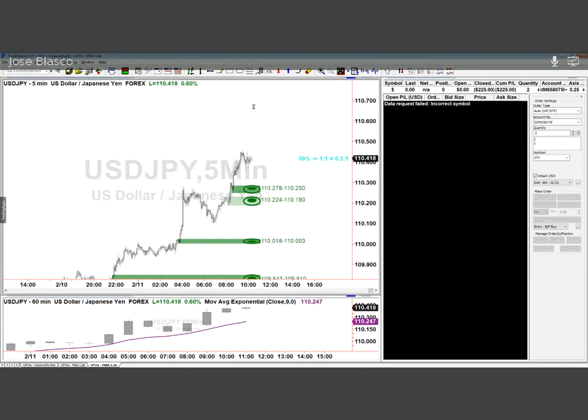Good news, I remember the values. So final target 110.63, safety target 110.44, entry, that was a long entry, 110.30, and protective stop, that is 110.16. Okay, so if you take half of the position at a 1-to-1, that becomes a 0.5 to 1.